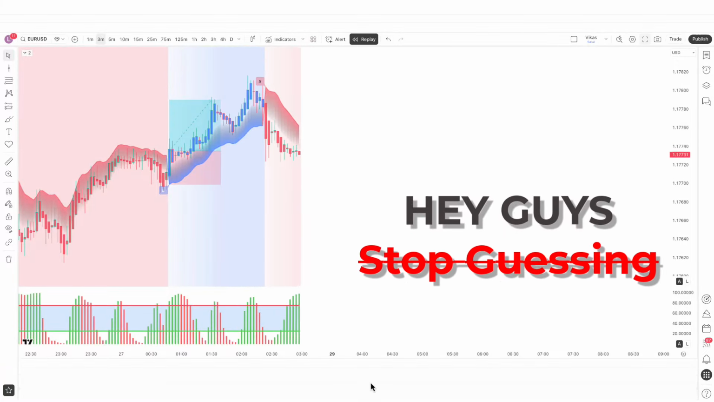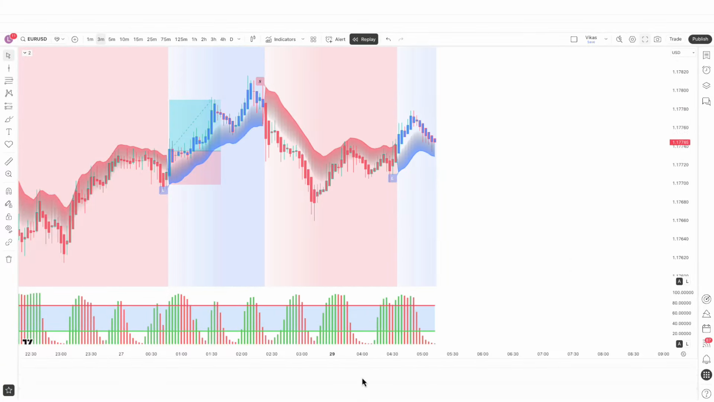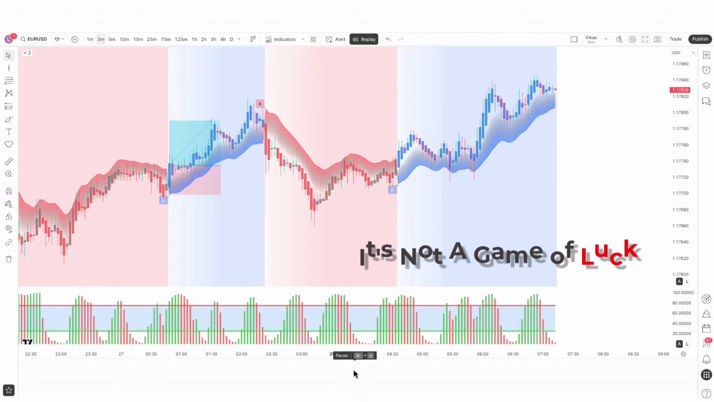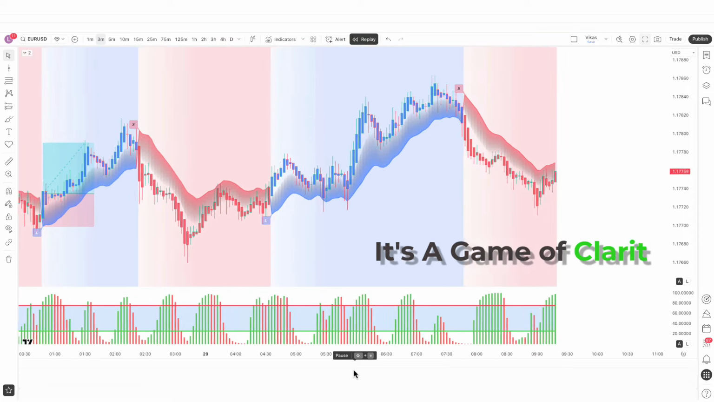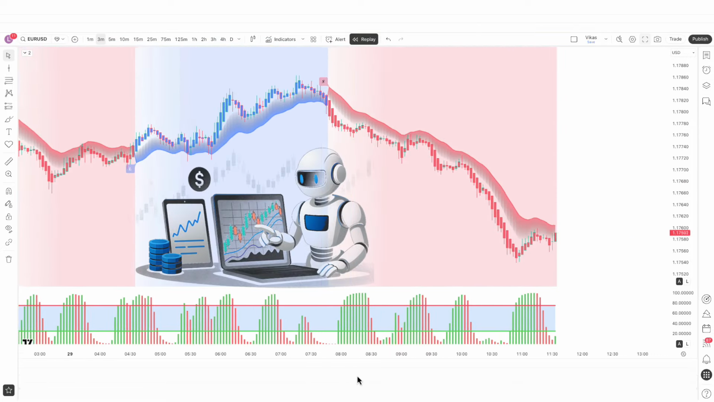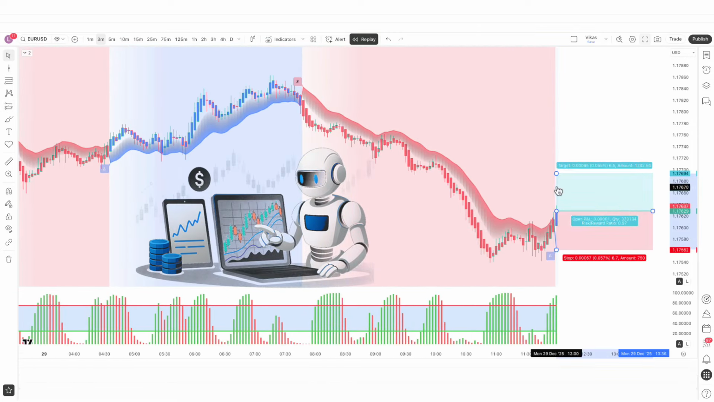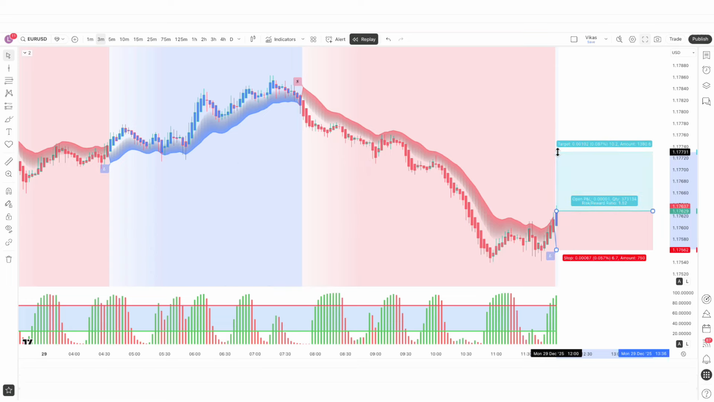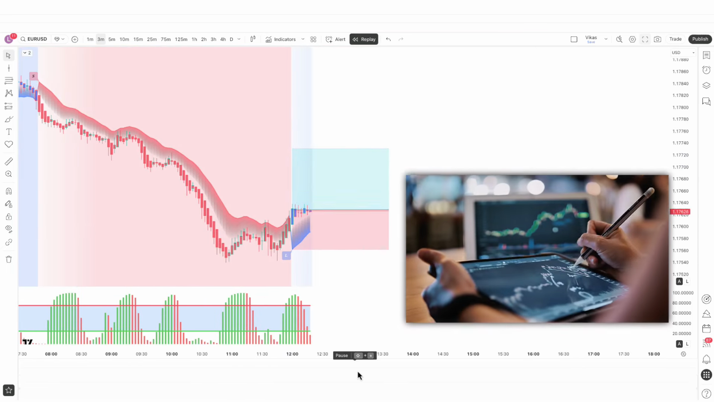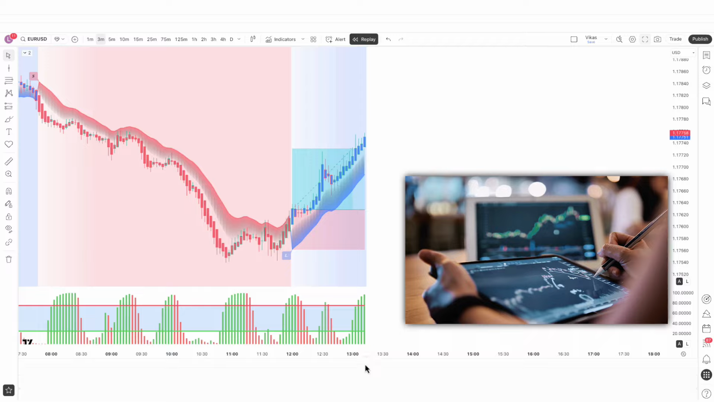Hey guys, stop guessing. When the market wants to buy and when it wants to sell, it's not a game of luck. It's a game of clarity. In this video, I'm introducing you to a next-generation trading indicator that removes noise from the chart and highlights only clear buy and sell zones.